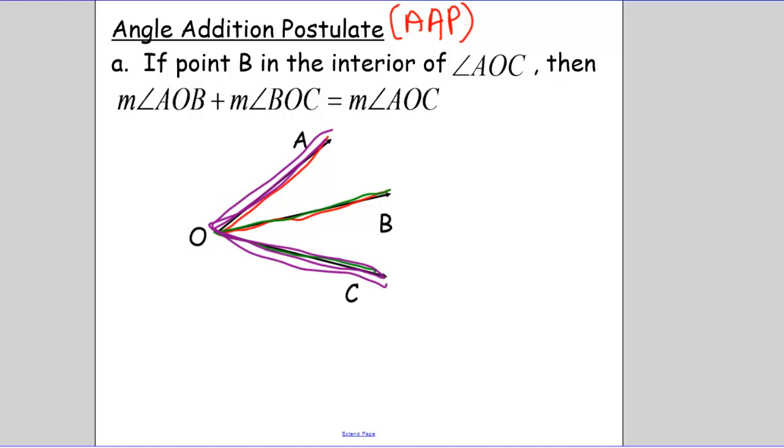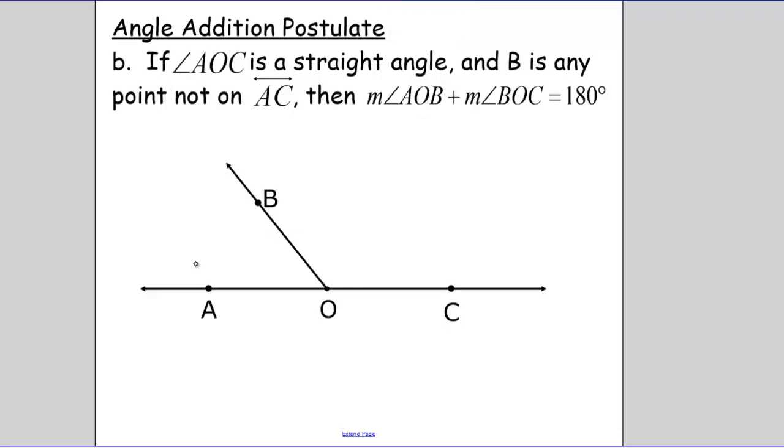Now there's another part where, if AOC is a straight angle, or OA and OC are opposite rays, and B is any point not on our angle, then angle AOB plus angle BOC equals 180. So if you have a straight angle or a line, this angle plus this angle is going to be 180. And that's going to come up a lot in proofs, so please make sure you guys take note of that.